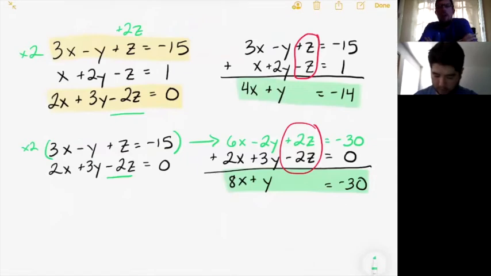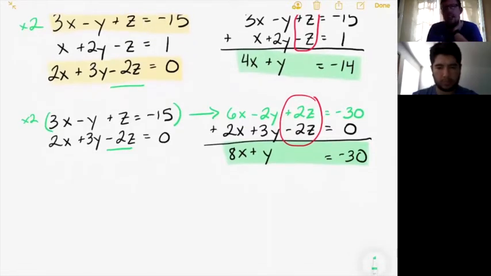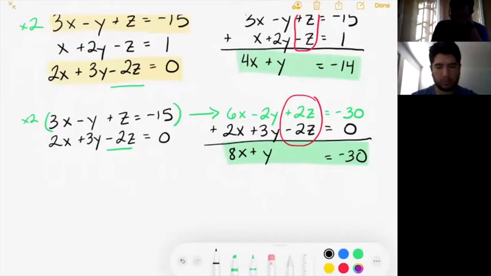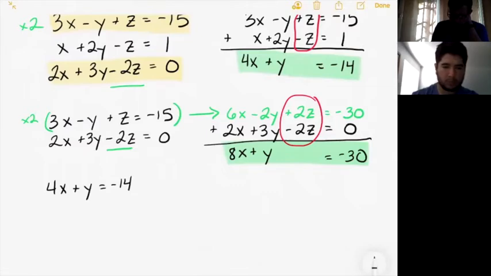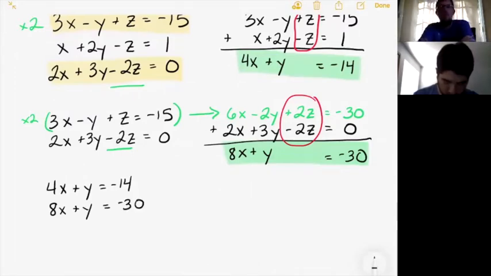So the two things that I've highlighted in green here, these two equations, are two equations that now only have two variables in them, just x and y, which is really handy because we know how to solve equations that only have two variables. We did that last week in class. So I'm going to take these two equations, the 4x plus y equals negative 14, and the 8x plus y equals negative 30, and I'm going to work just with those two. So there's those two equations.